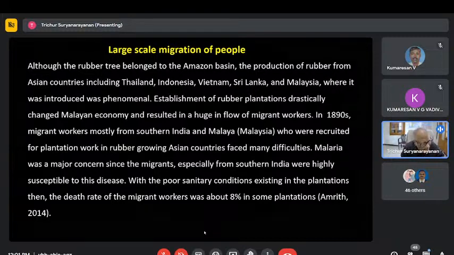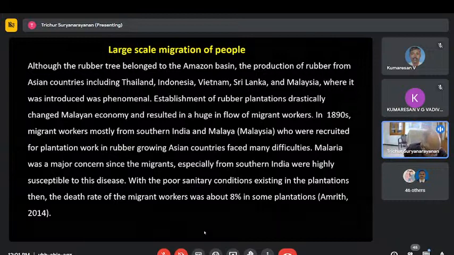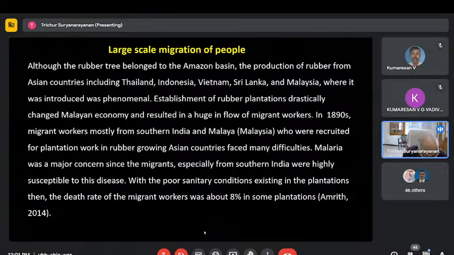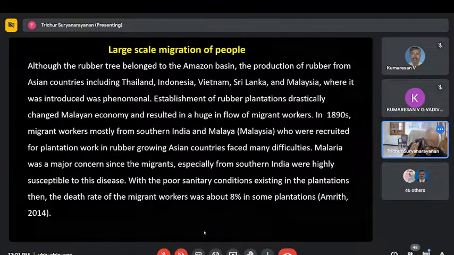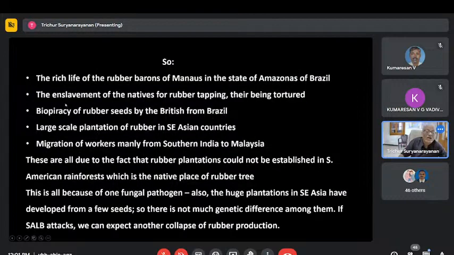So there should definitely be genetic similarity among this population. Genetic variation could not be high. So if the fungus occurs in one place, it could spread throughout and the rubber industry could collapse even in Southeast Asia. So that is important.